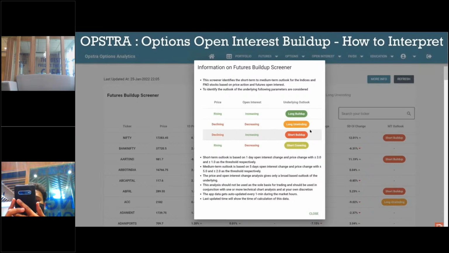Long unwinding is done by people who have built up long positions, and short covering is done by people who have built short positions. These terms have different meanings for put options and for call options, exactly opposite meanings. So please keep in mind these four terms, because that's what we are going to discuss.